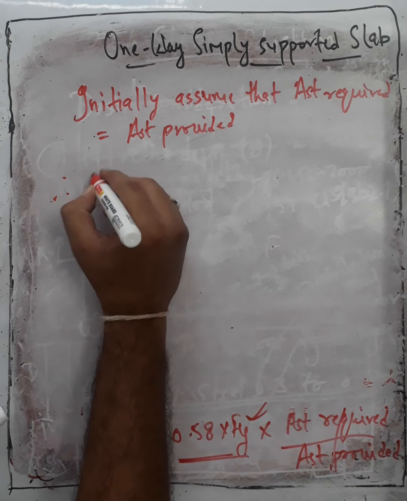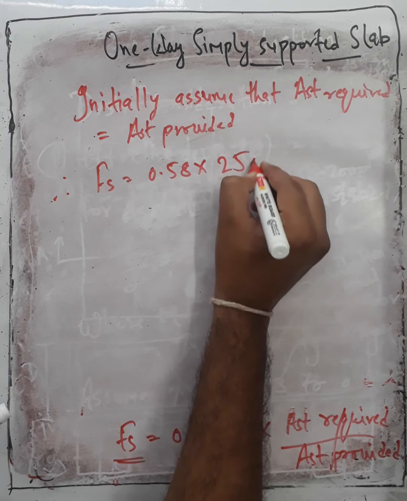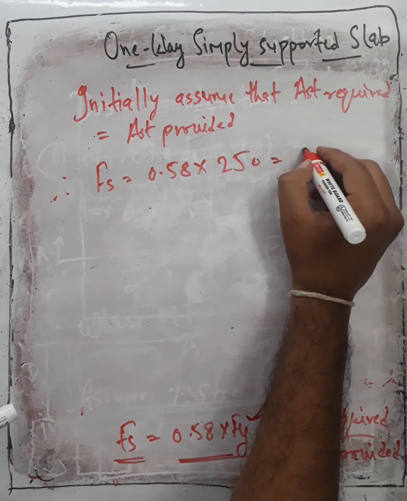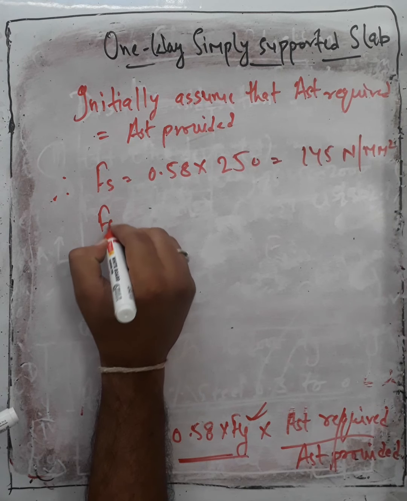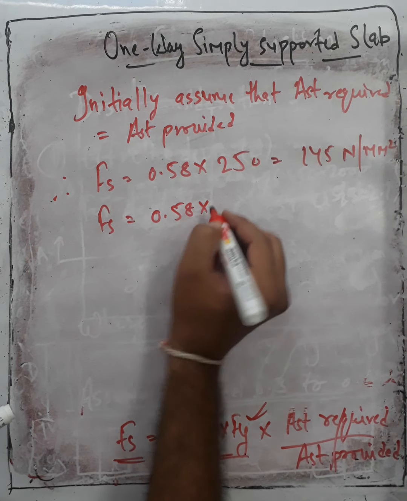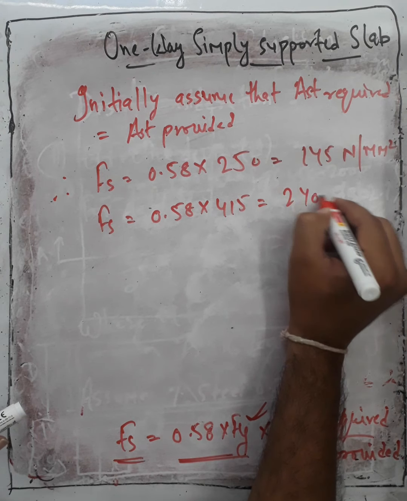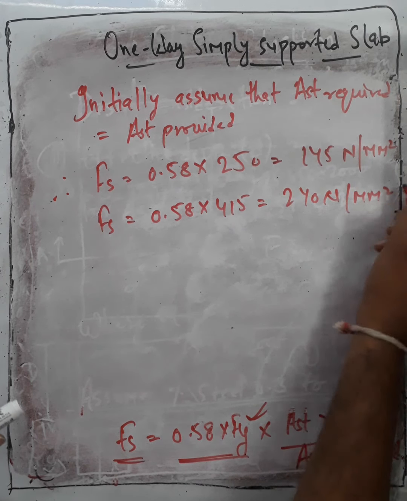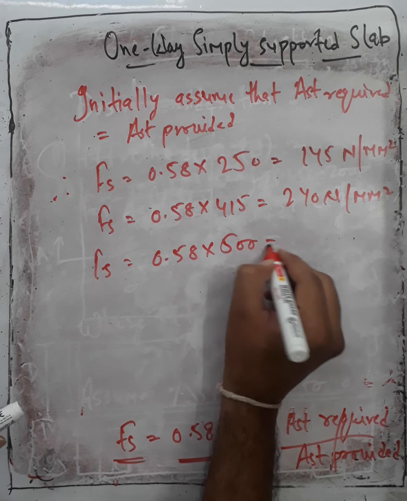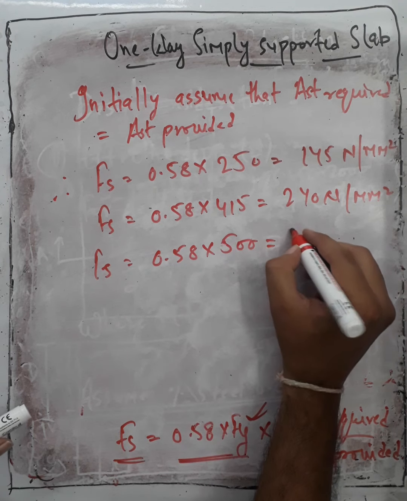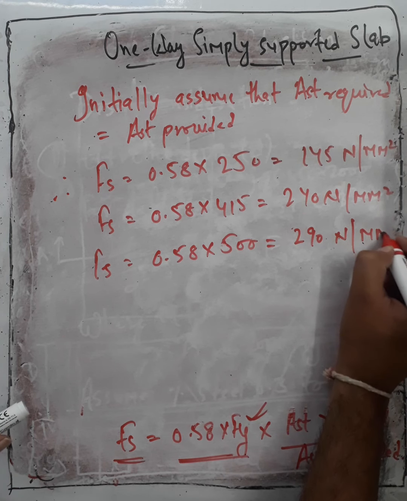So if Fy is equal to 250, then the Fs value is equal to 145 Newton per mm square. If Fy is equal to 415, then Fs is equal to 240 Newton per mm square, and if Fy is equal to 500, then the value is 290 Newton per mm square.